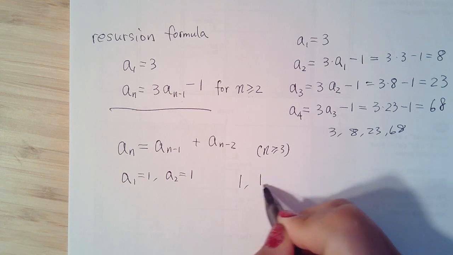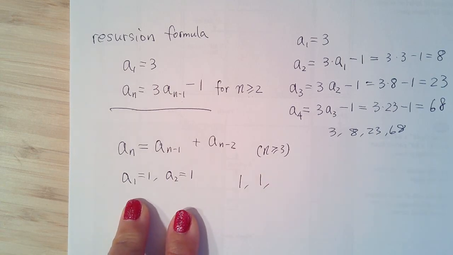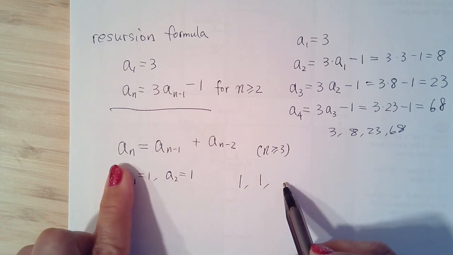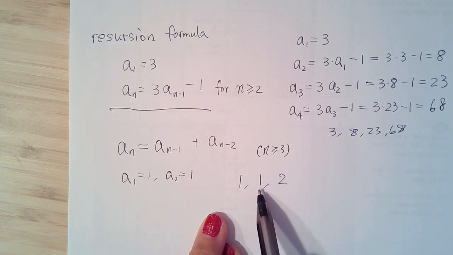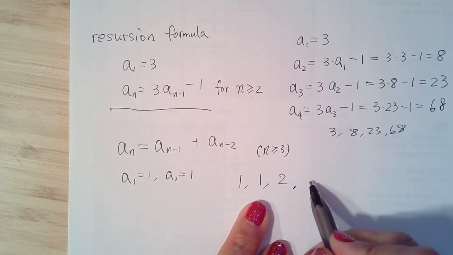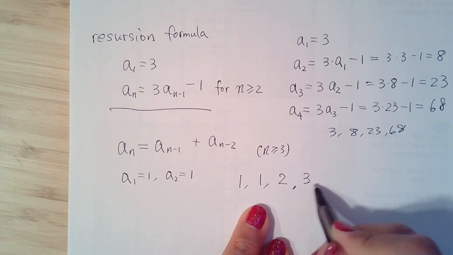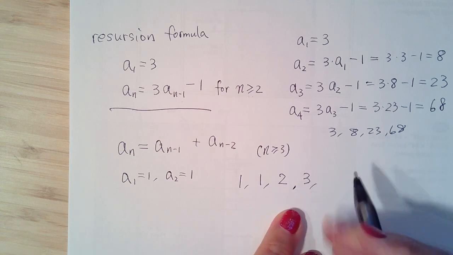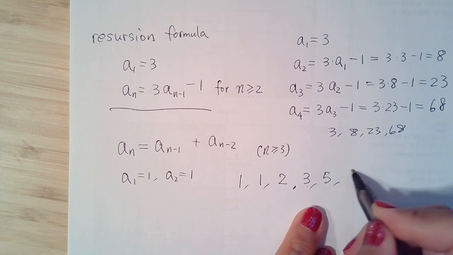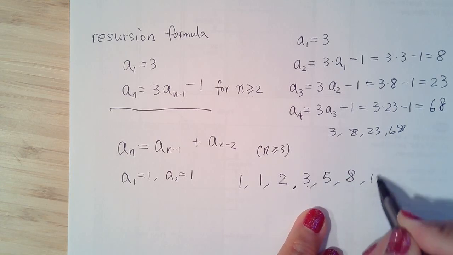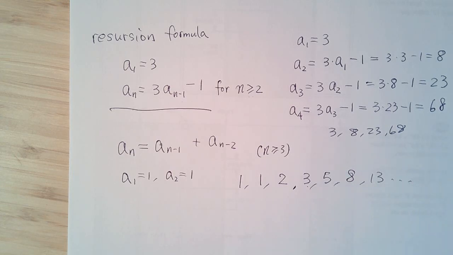So that looks like this: 1, 1, right? The first 2 terms are 1. And then the third term is the sum of these 2. So that's 2, because 1 plus 1 is 2. And then the next term is 1 plus 2, that's 3. And the next term is 2 plus 3, which is 5. And the next term is 3 plus 5, 8. And then 5 plus 8, 13. And it keeps going. And there's a special name for that, right? If you don't really know, okay, try Googling it.